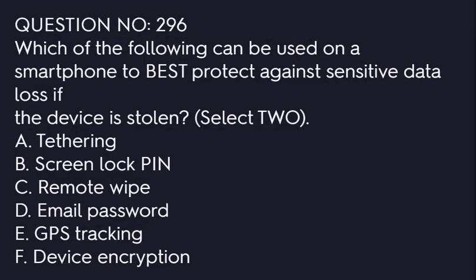Question number 296. Which of the following can be used on a smartphone to best protect against sensitive data loss if the device is stolen? A. Tethering. B. Screen lock PIN. C. Remote wipe. D. Email password. E. GPS tracking. F. Device encryption. C, F.